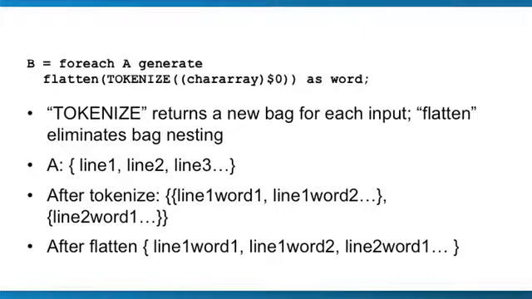We need to flatten the set. So tokenize is an operator that returns a new bag for each input. So you have A, you have line 2, line 3. After tokenize, you now have line 1, word 1, line 1, word 2, basically a key value system.